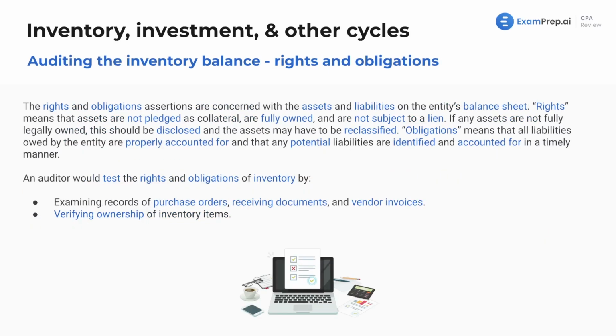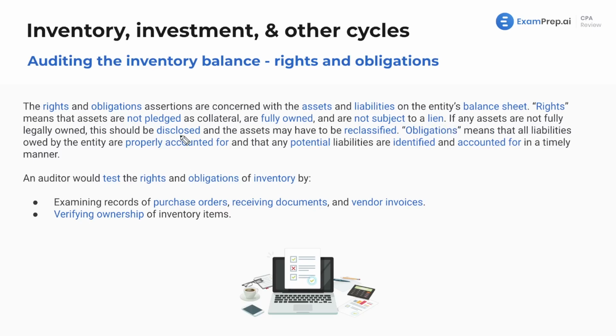Rights and obligations. Do you have the rights to your inventory, and did you actually pawn off the rights to it somewhere? Rights and obligations are concerned with the assets and liabilities on the balance sheet. Rights means that the assets are not pledged as collateral. They're fully owned, not subject to a lien. No one else has the rights to it. No one could take them from you in a lawsuit.